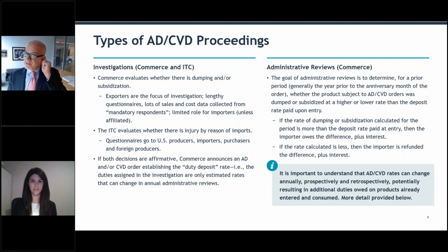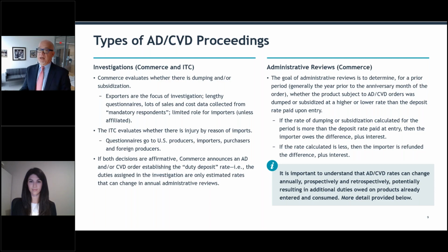When the product hits the United States, the importer pays what's called a cash deposit at that time, and that's a cash deposit that is determined at the time of the investigation or successive administrative reviews. But it's not until those administrative reviews that happen on an annual basis that the Commerce Department looks back and says, okay, let's look at this period of time in the past, and the importer may have paid a 10% cash deposit because that was the percentage calculated during, say, the investigation.